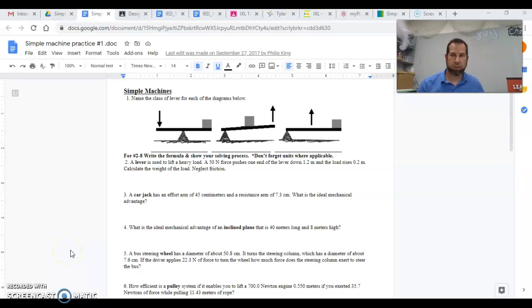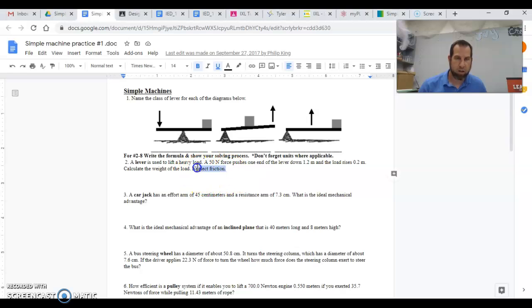Alright, so I want to give you guys a problem on mechanical advantage where I work through it. Here's the problem, number 2. A lever is used to lift a heavy load. You have a 50 Newton force pushing one end of the lever down 1.2 meters, and the load rises 0.2 meters. Calculate the weight of the load, neglect friction.